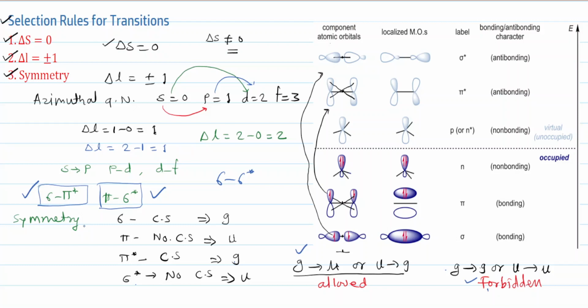So this is about the selection rule of transition, and here we will stop. In this video, we have gone through the selection rules as well as allowed and forbidden transitions. In the next video, we will see the effect of conjugation on the ultraviolet band and intensity of the band.